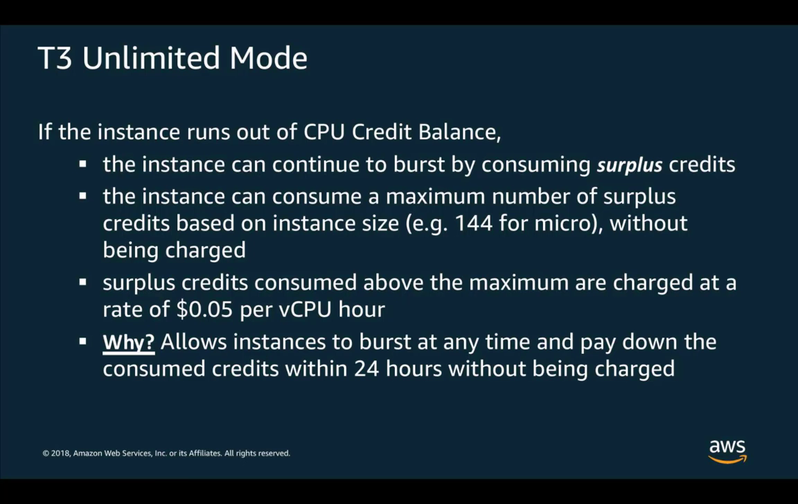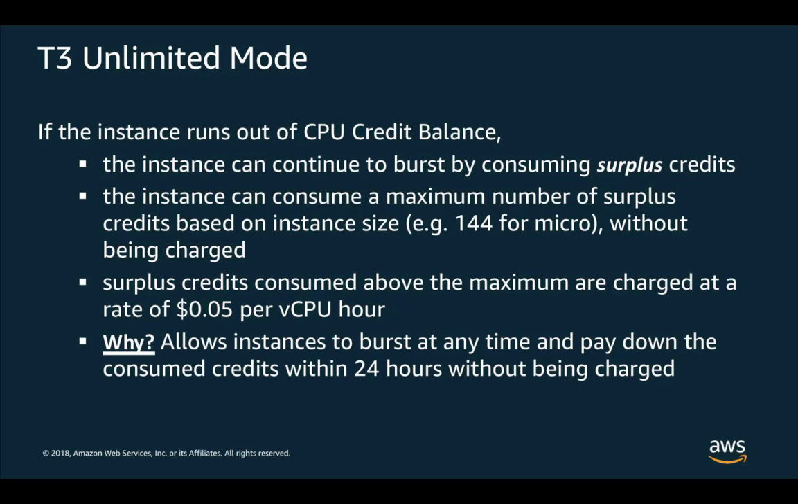Now let's talk about unlimited mode. If the same T3 Nano instance was running in unlimited mode, the instance can continue to burst after exhausting all its accrued credit balance by consuming what we call surplus credits. Surplus credit is made up of surplus credit balance, which can reach up to a maximum of 144 credits in the case of the T3 Nano, and then a surplus credit charge will start to accumulate, which is the number of credits the instance will get charged beyond any potential credits it can earn in the next 24 hours.